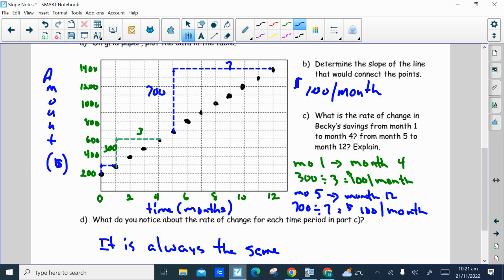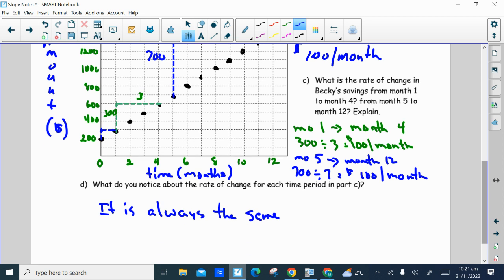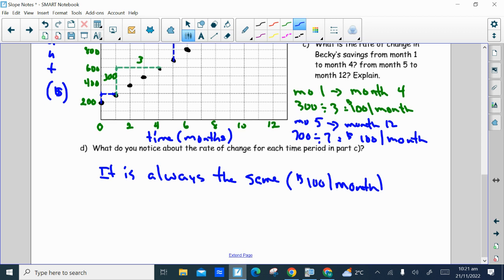The rate of change is the same no matter which section of the graph you use. So that's why we say in part D, it's always the same, which we can say is 100 per month. If you have a linear pattern or a line, it means that the slope never changes. The rate of change never changes, no matter what section you use.